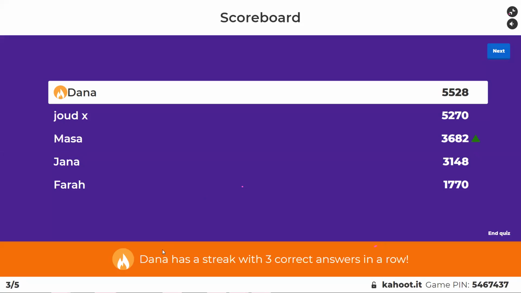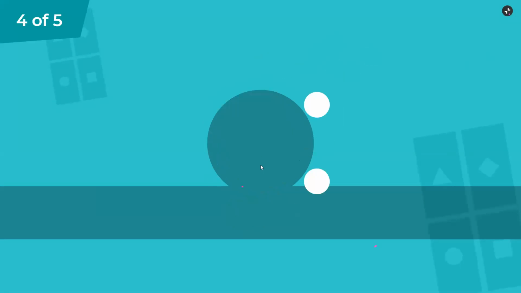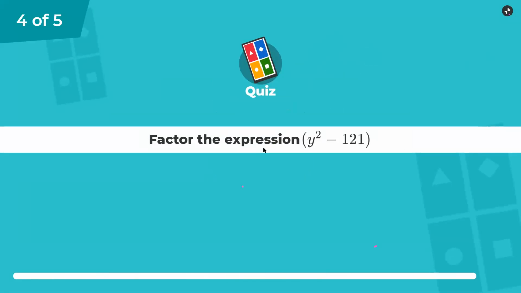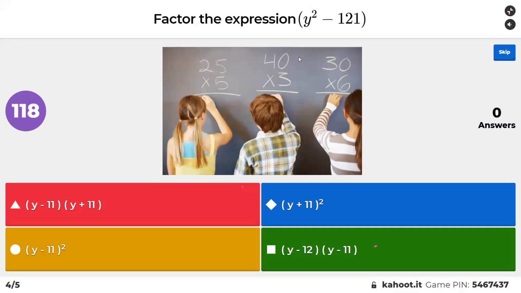Dana has a streak with 3 correct answers in a row. Thank you, Dana. Teacher, I have a bad internet connection. I can't answer. Teacher, what's the answer? N plus 8 squared? No, it's n minus 8 squared. I remember. Teacher, I have a bad internet connection. I can't answer.